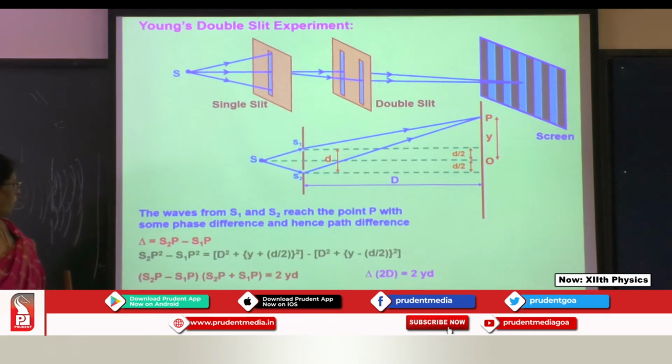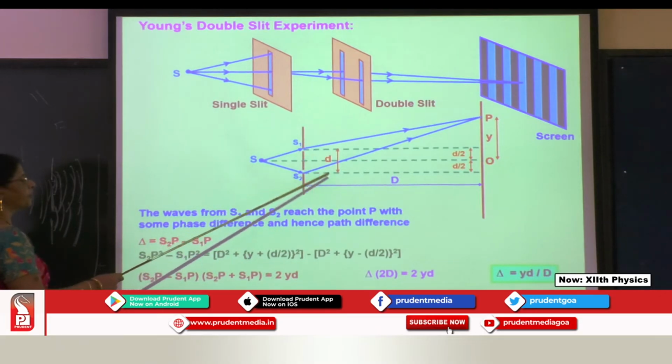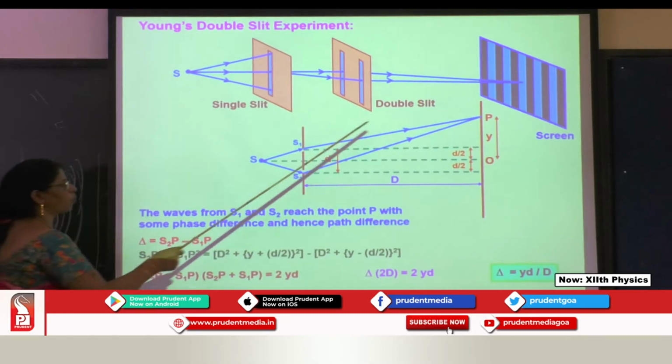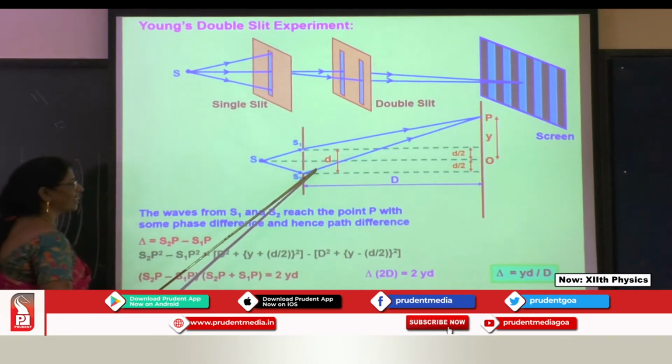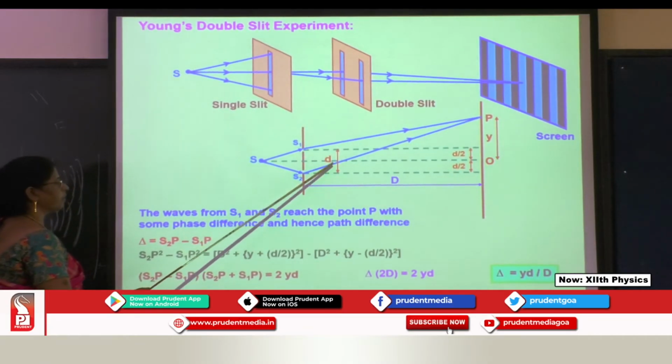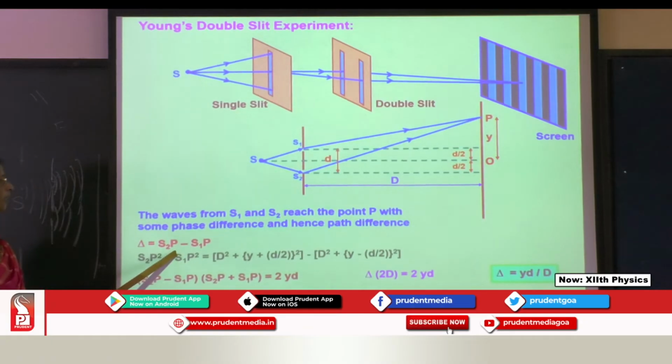Reach the point P with some phase difference in path difference. What is the path difference? The difference, because this is longer: S2P minus S1P. Okay, because this is slightly greater than S1P. So the difference of these two is the path difference.